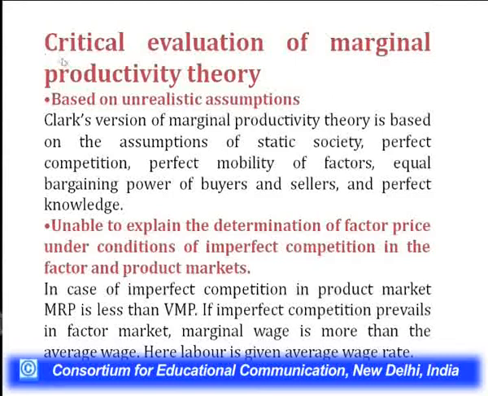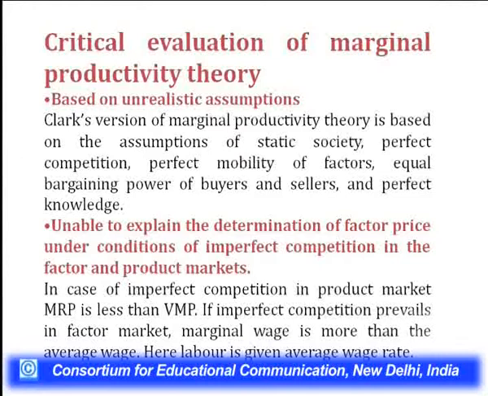And now we'll see what is the criticism against the marginal productivity theory. Number one is, it is based on unrealistic assumptions. You see, many assumptions have been there in this theory, like static society, perfect competition, perfect mobility of factors, equal bargaining power of buyers and sellers, and perfect knowledge. But in real life, these assumptions are not found.